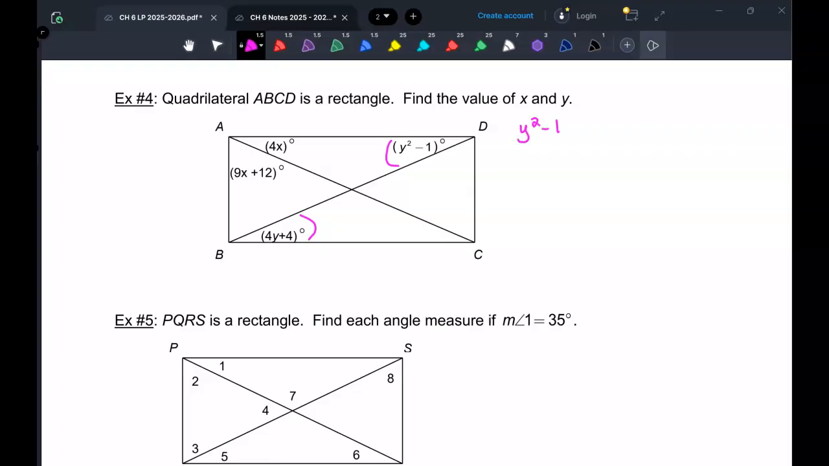So, 4y plus 4 equals y squared minus 1. And these two have to add up to 90. Okay, whenever we have a square, we have a quadratic. We want to move everything to one side and make it 0. So we have y squared minus 4y minus 5 equals 0. So you have to find what multiplies to -5 and adds up to -4.